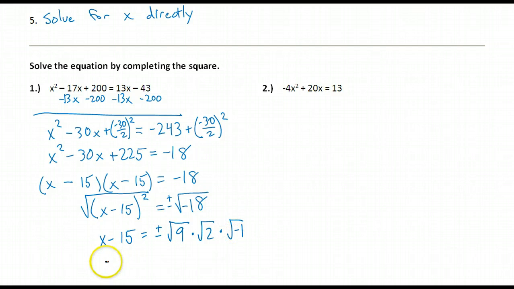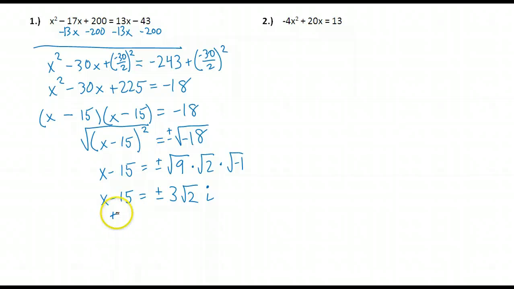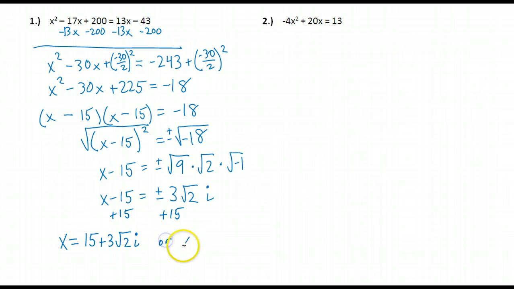X minus 15 equals plus or minus 3 square roots of 2 i. Add 15 to both sides of my equation, and I get my two answers. X equals 15 plus 3 square roots of 2i, or x equals 15 minus 3 square roots of 2i.